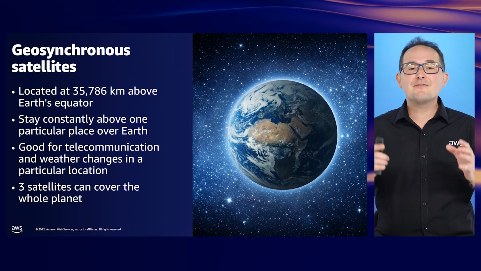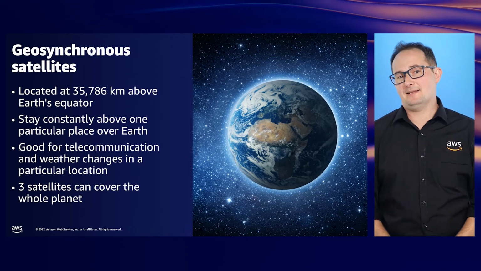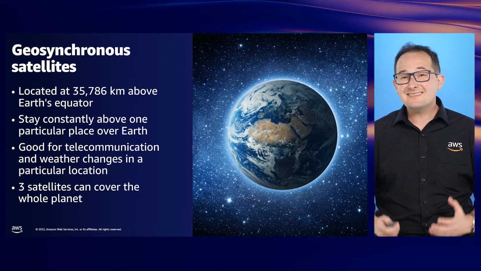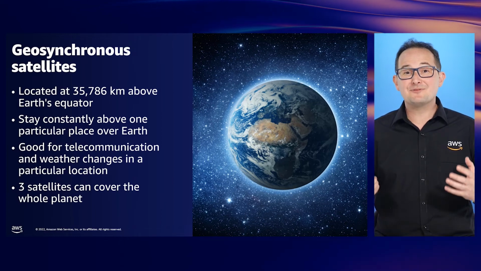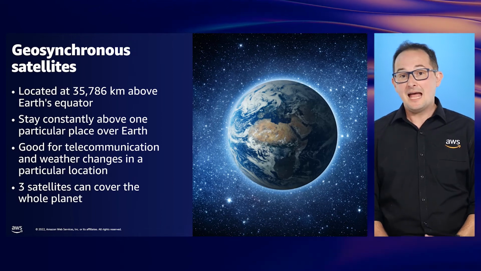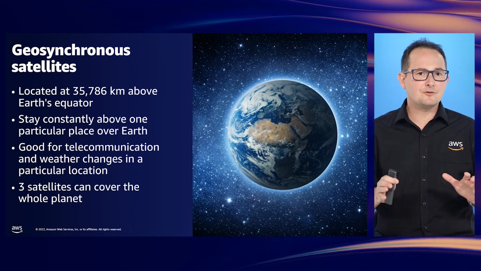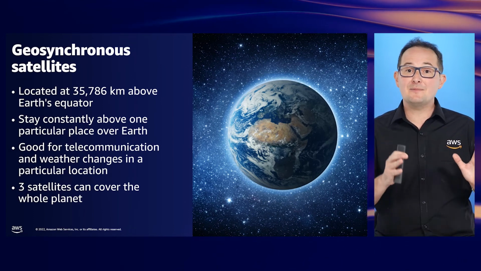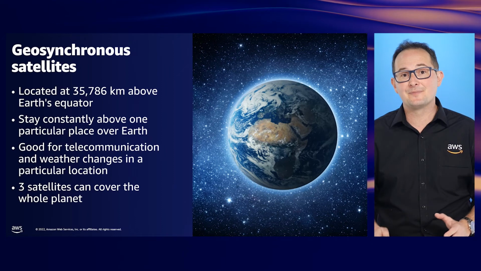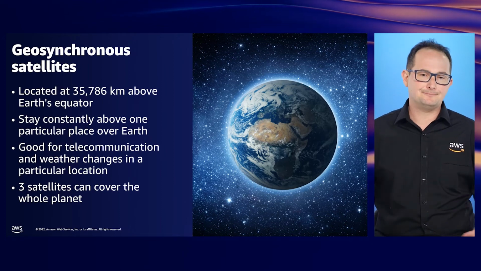Even better, as they are far away, 3 of them can cover the whole planet. Also, the antennas are cheaper because they don't have to keep tracking the satellite positions. A disadvantage is that they are more expensive to maintain and the resolution of their images is not as good as in LEO. Of course, these satellites are far away.